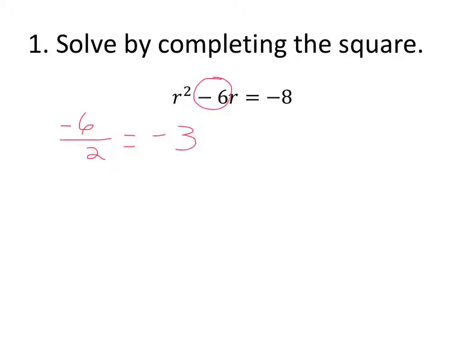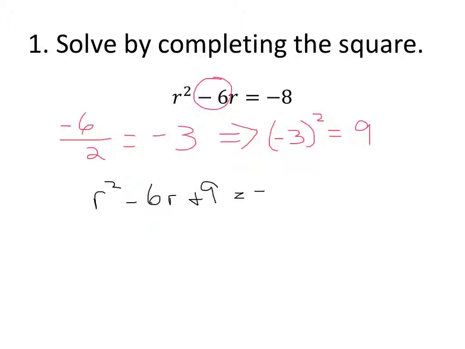And then we are going to also square that number. Negative 3 squared equals 9. Now we're going to go back to our original equation and add 9 to both sides. r squared minus 6r plus 9 equals negative 8 plus 9. So that means r squared minus 6r plus 9 equals positive 1.